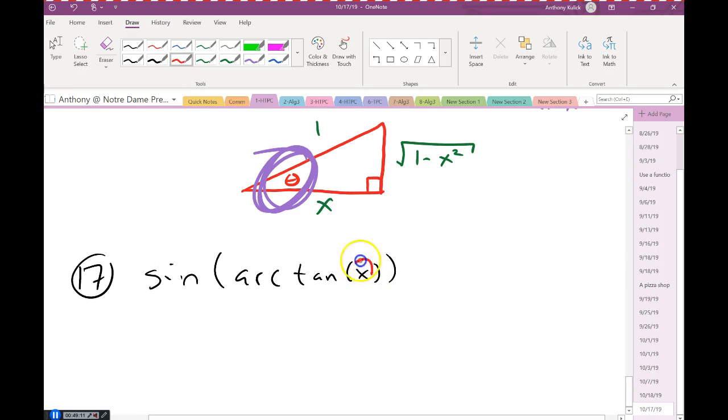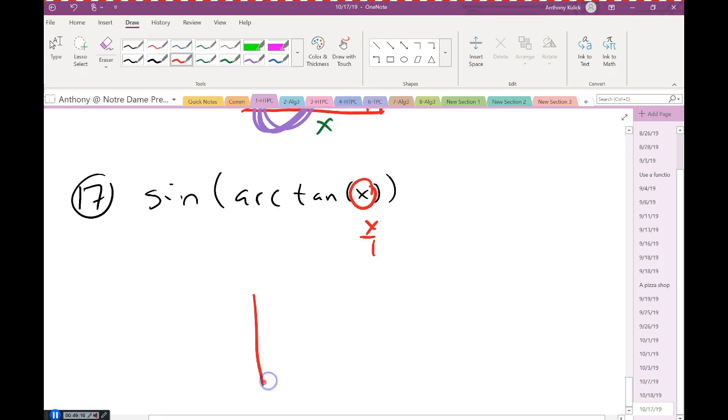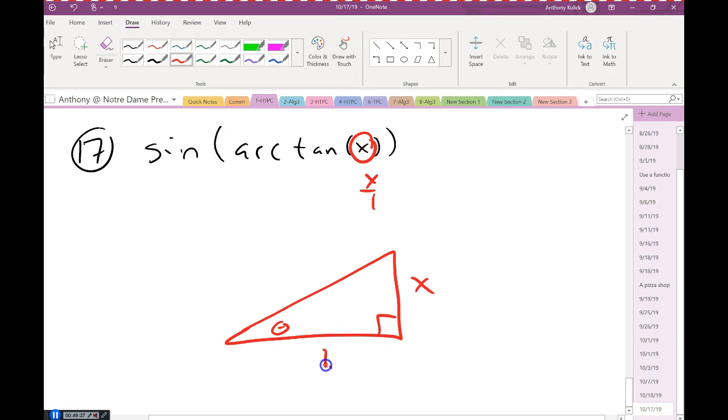So again, I'm going to start by thinking about x as a ratio, and I'm going to draw a right triangle whose opposite side is x and the adjacent side is 1.